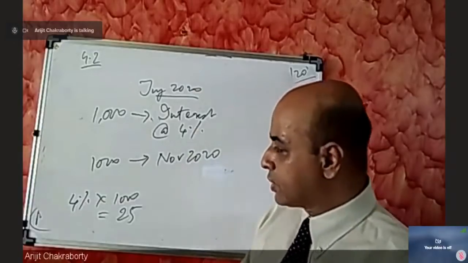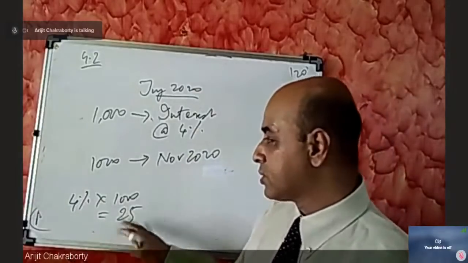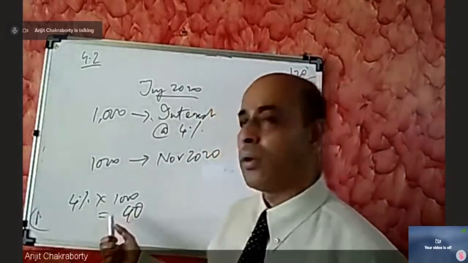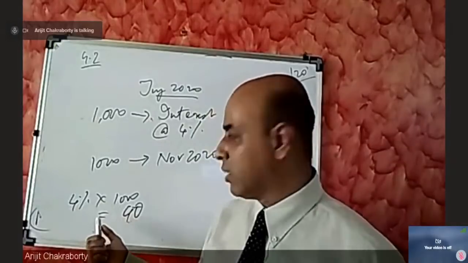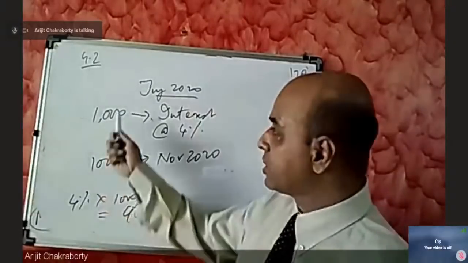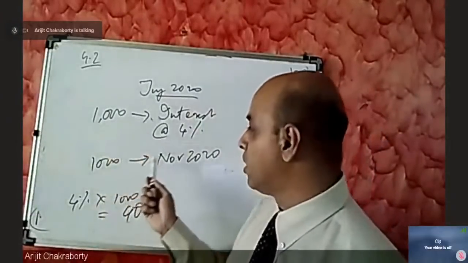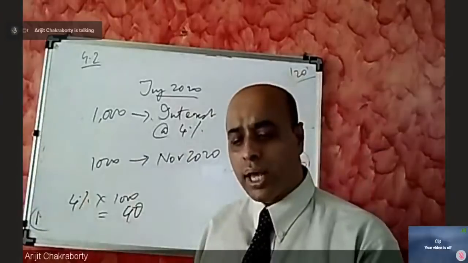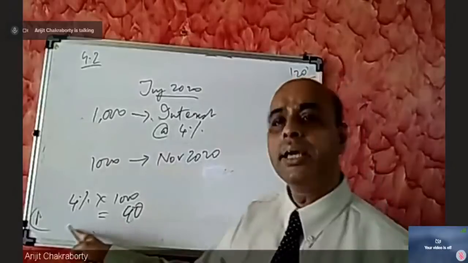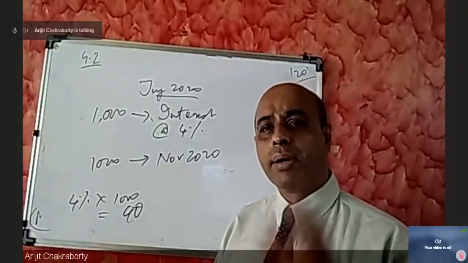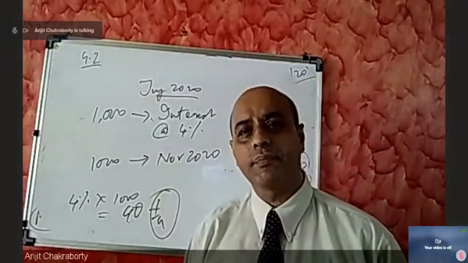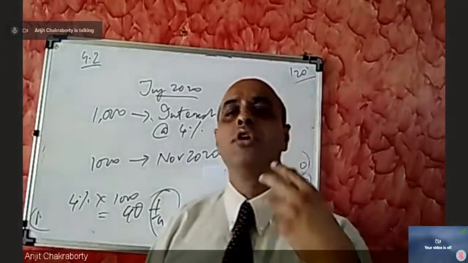4% of 1,000 is 40. So you are going to get 40 rupees. The question is, you are getting the money in July and I am talking about November. July, August, September, October, November, in 4 months, this is what you will be getting in a full year. But in 4 months, you will be getting 1/3 of this. So you will be getting about 10 rupees. That means you have 10 rupees more.